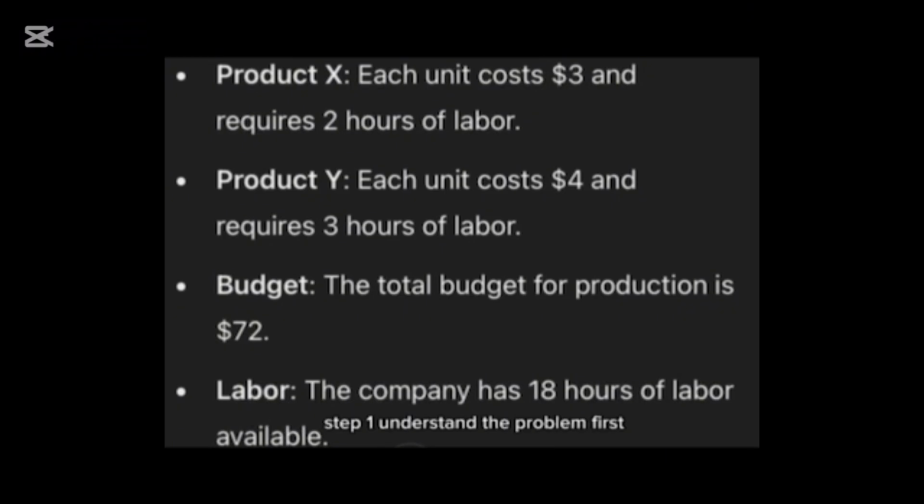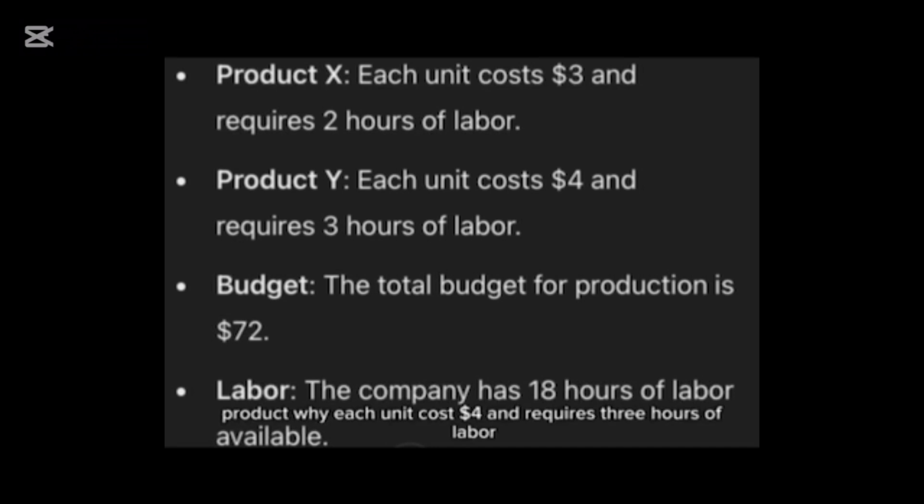Step 1. Understand the problem. First, let's understand the problem and the information we are given. Product X: each unit costs $3 and requires 2 hours of labor. Product Y: each unit costs $4 and requires 3 hours of labor.